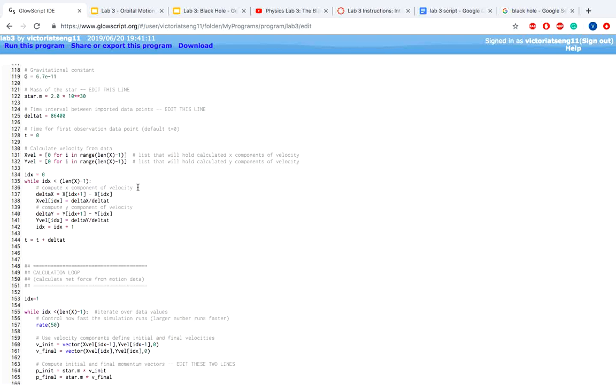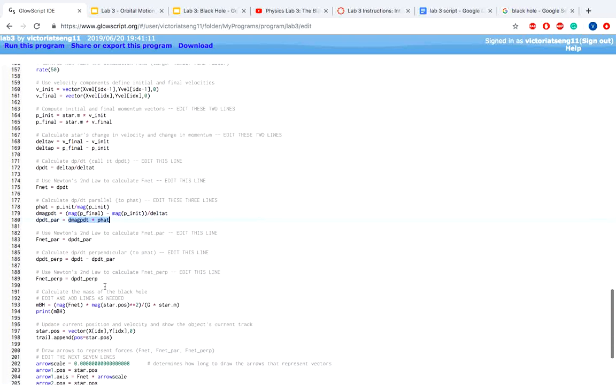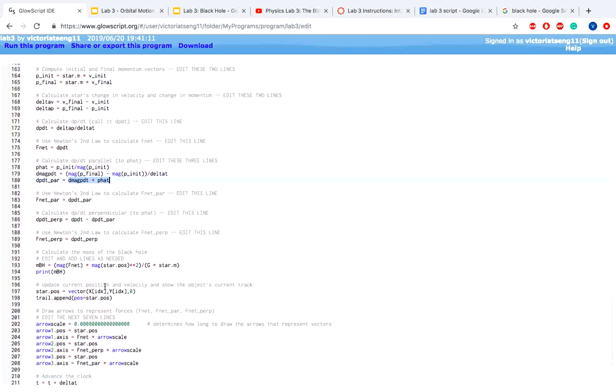In order to find what we are looking for, we have to update the code. The values of g, star.m, and delta T are given. To calculate our momentums, we multiply the mass of the star times the respective velocity. Our deltas are calculated by taking the final value minus the initial value.